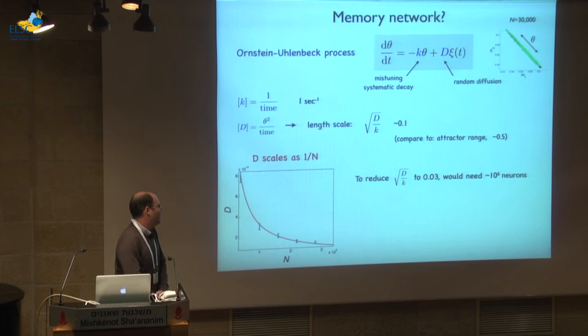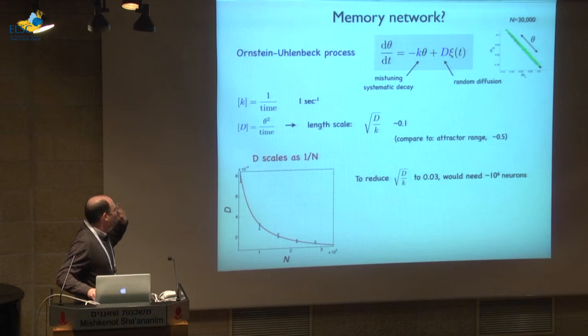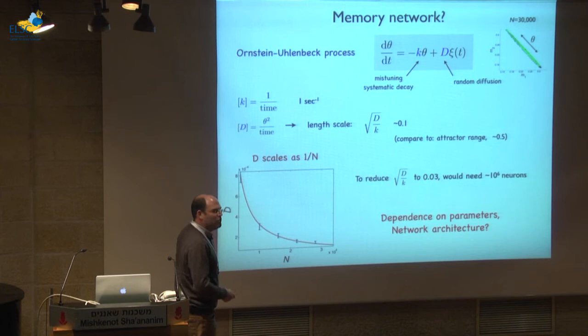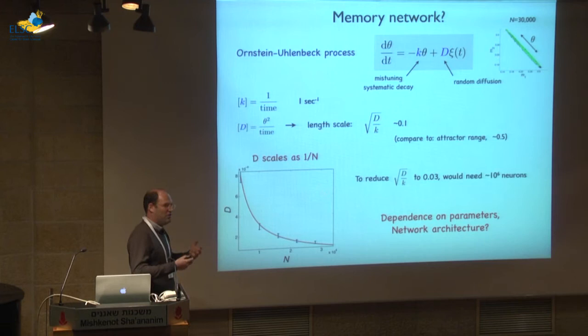But the message I want to make is that this noise is important even in these chaotic networks. Of course, we want to understand better the dependence on parameters such as K and other parameters. And maybe there are different network architectures that are more resilient to the noise than the architecture that I described so far. This is a question that we're very interested in. There's lots more to say about this, but this is a good time to stop.